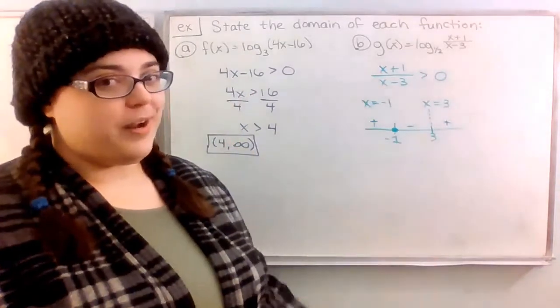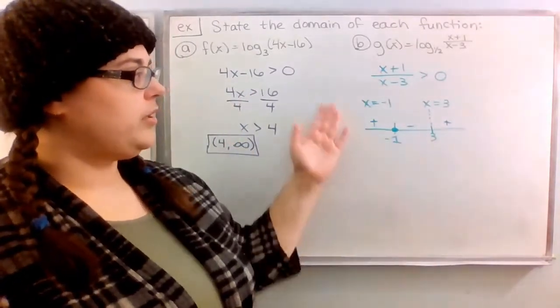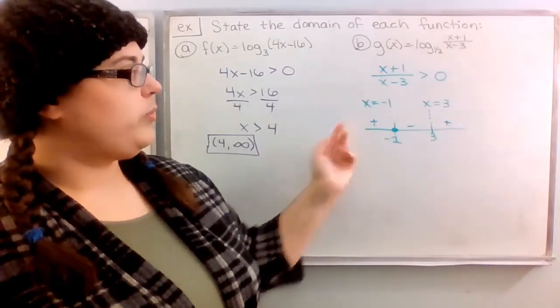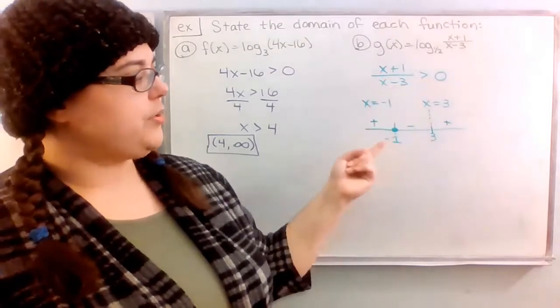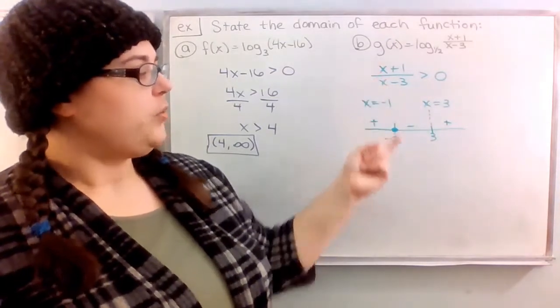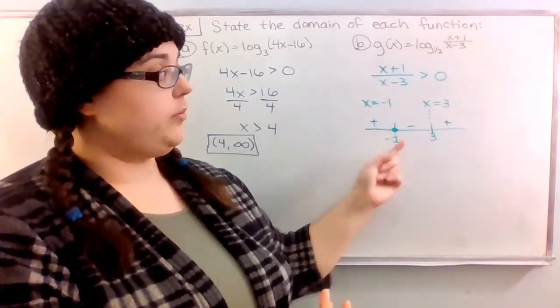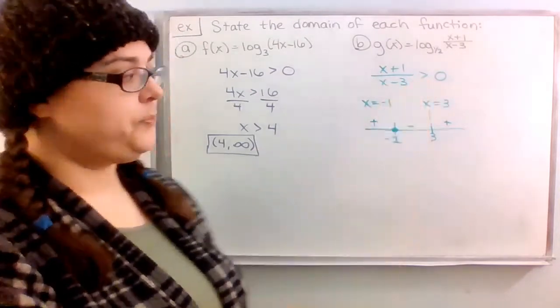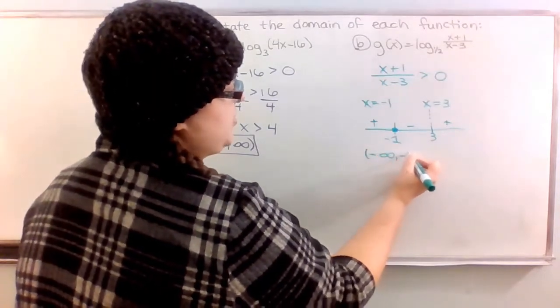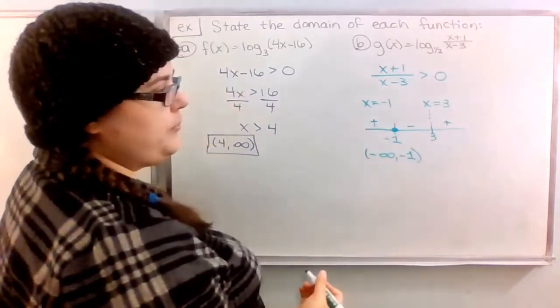All right, so now we write our interval for this inequality here. So we want strictly greater than 0. So even though we have an x-intercept at -1 for this function, we don't want to include the -1 because this is not an or equals to. So we're going to start out with -infinity up to -1, but not including it.